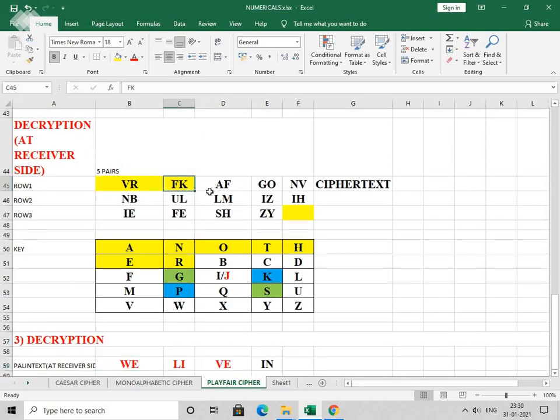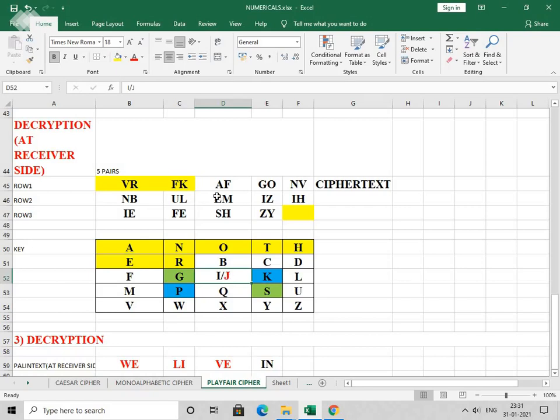Next, FK. F and K lie in the same row, that is row 3. What is the rule? We should replace it with the leftmost letter. Now, is there any letter on the left hand side of F? No. So what we will do, we will replace it with L. So F is replaced by L, then K is replaced by I.